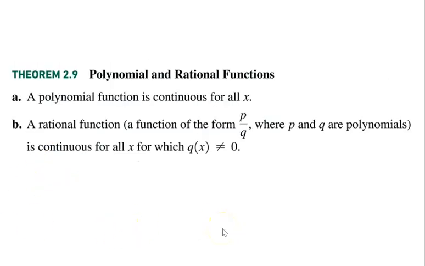Okay, so you picture polynomials. They're nice, well-behaved functions, continuous for all values. Rational functions, for the most part, they're well-behaved, except the issue, of course, is when the denominator is 0. So they're going to be continuous everywhere except when the denominator is 0.